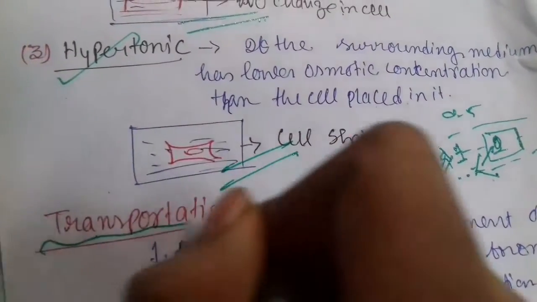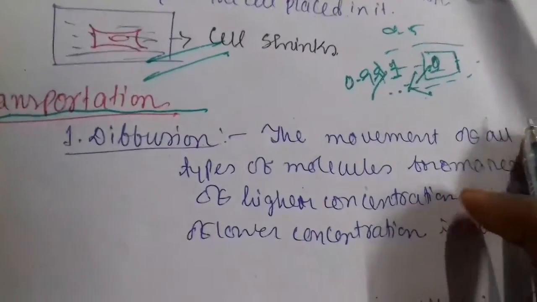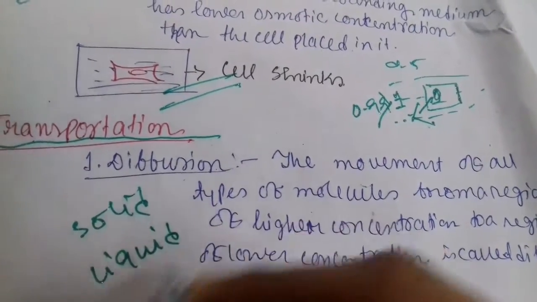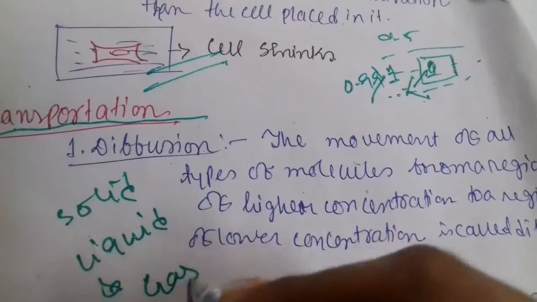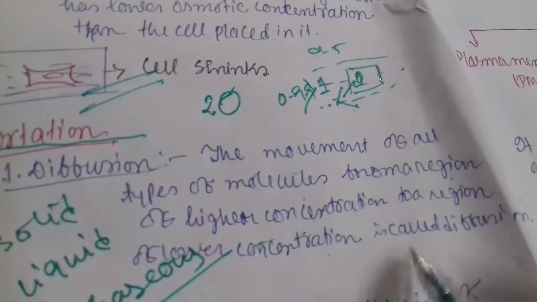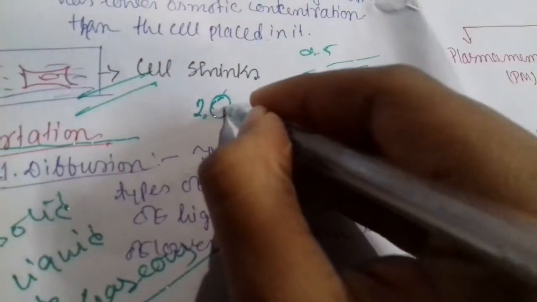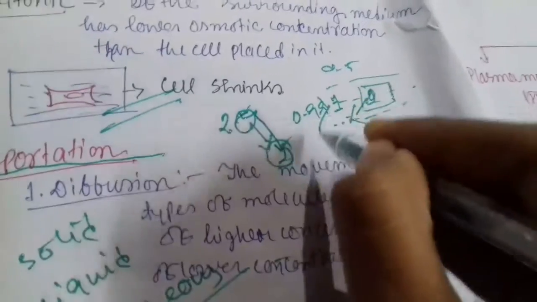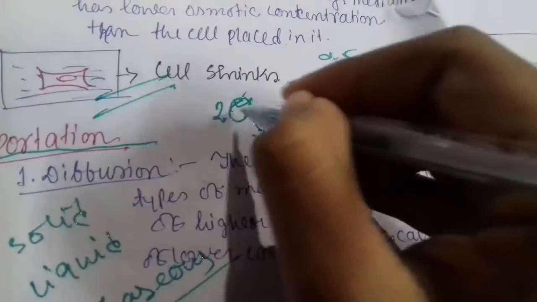But how? Then comes transportation, diffusion: the movement of all types of molecules, meaning all states, solid, liquid, and gas, from a region of higher concentration, let's say 2, to the lower concentration is called diffusion. To lower means from 2 to 1, not 1 to 2.